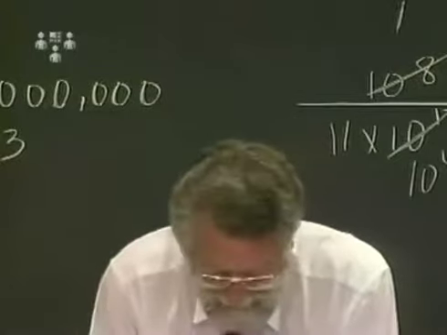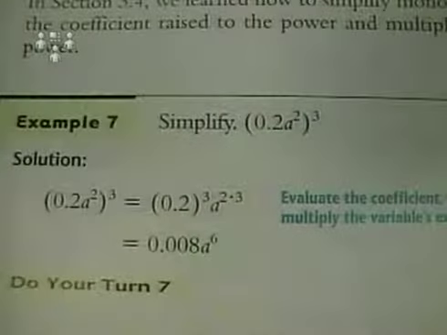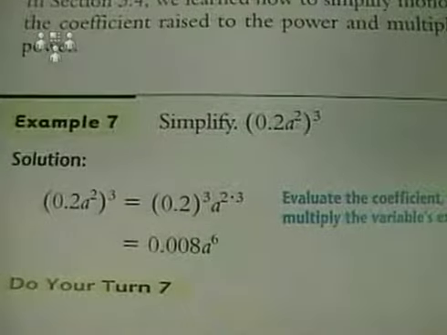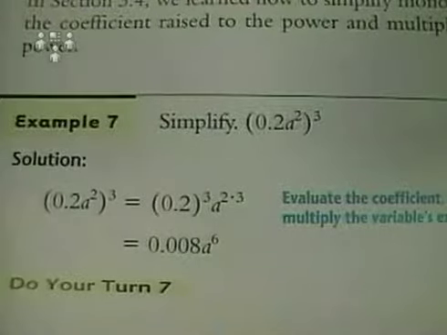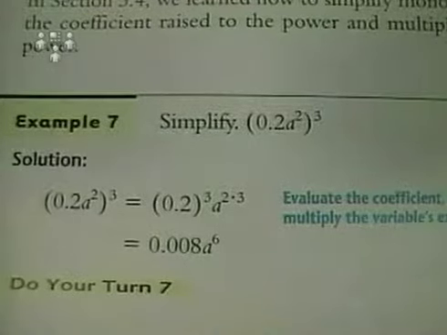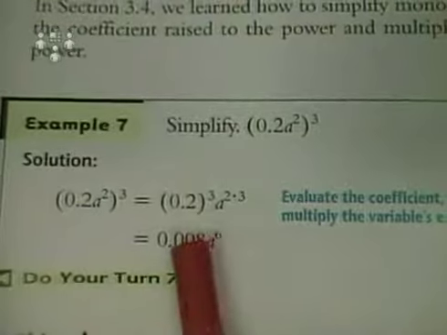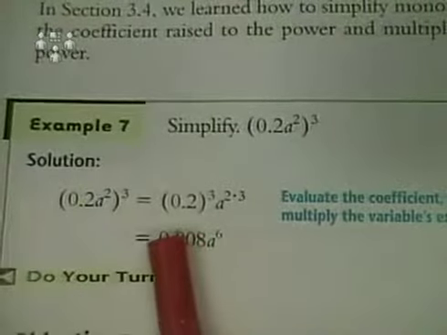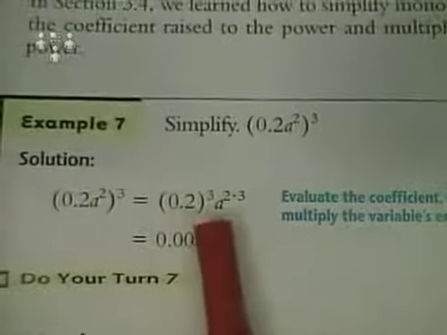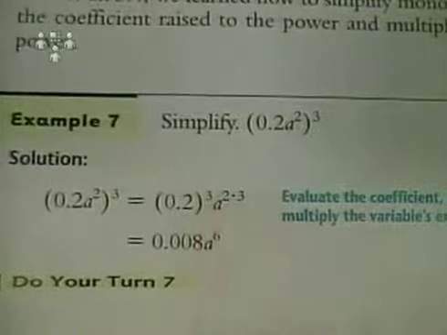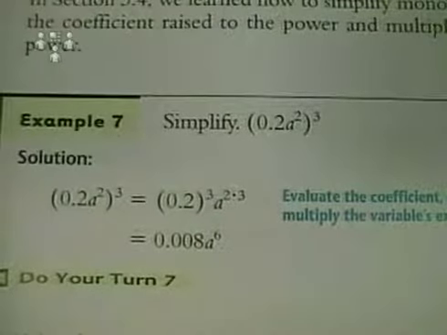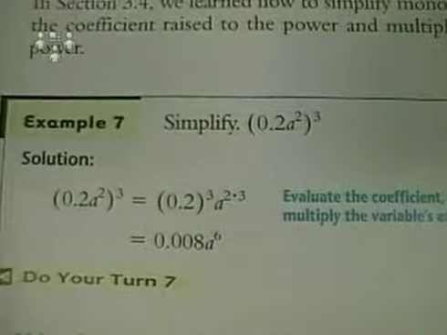Okay, let's go back to page 434, a palindromic number, which is not a Fibonacci number. What are you going to do here? Well, it's just that exponent, the intermediate step I like. The 0.2 to the third power, the a to the second to the third. That is very similar to what I was just doing.